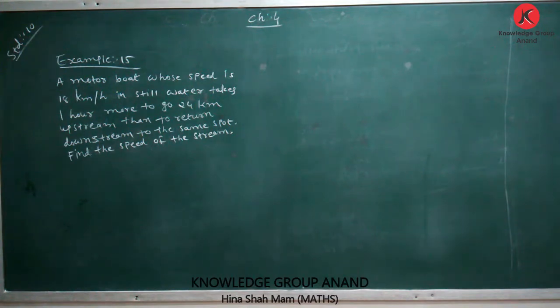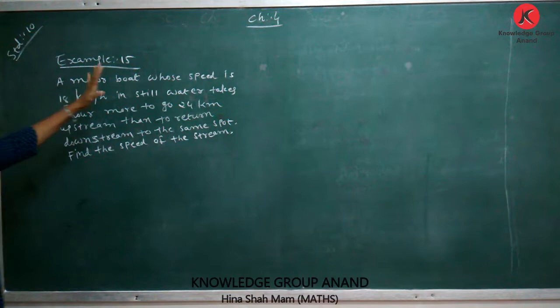Here, example number 15. A motorboat whose speed is 18 km per hour in still water takes 1 hour more to go 24 km upstream than to return downstream to the same spot. Find the speed of the stream.